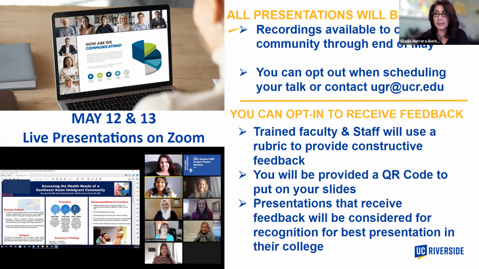You can also opt in to get feedback. Feedback can be provided by trained faculty and staff who will use a rubric to provide you constructive feedback on your presentation skills, your topic, the way that you described your methodology, the feasibility of that work, other ideas of how you might think about your research. Presentations that elect to get feedback will be considered for recognition as the best presentation in their college. So another incentive to why you want to get feedback.